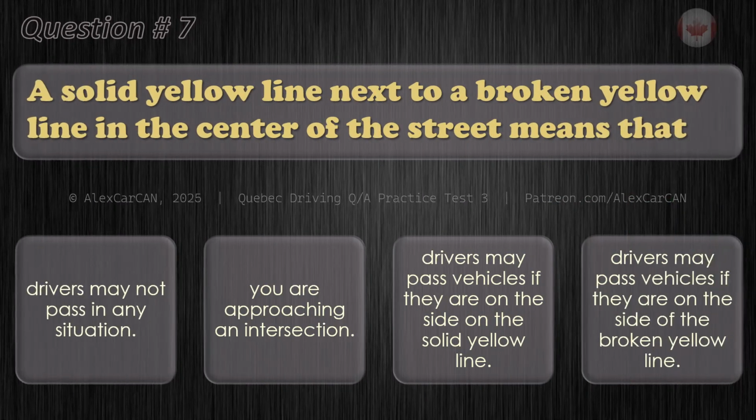Question number 7. A solid yellow line next to a broken yellow line in the center of the street means that drivers may not pass in any situation. You are approaching an intersection. Drivers may pass vehicles if they are on the side of the solid yellow line. Drivers may pass vehicles if they are on the side of the broken yellow line. The correct answer is drivers may pass vehicles if they are on the side of the broken yellow line.